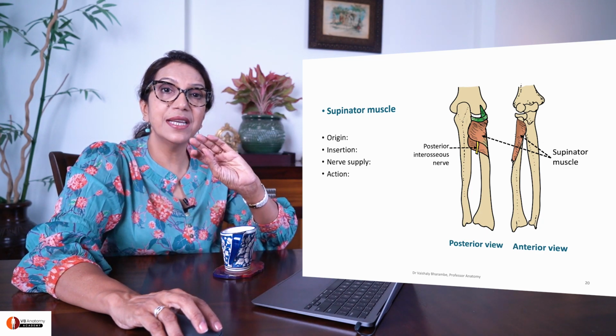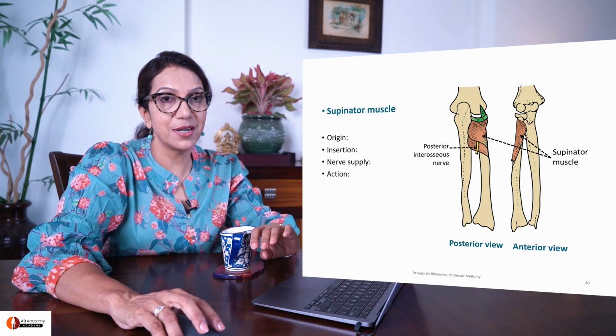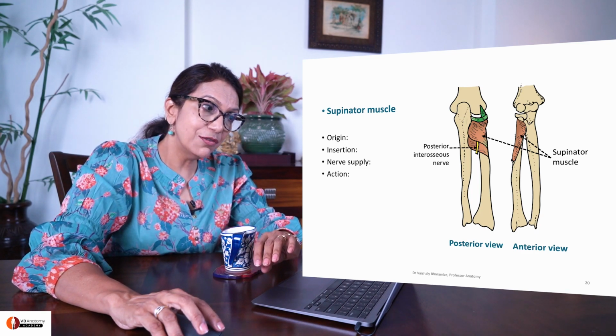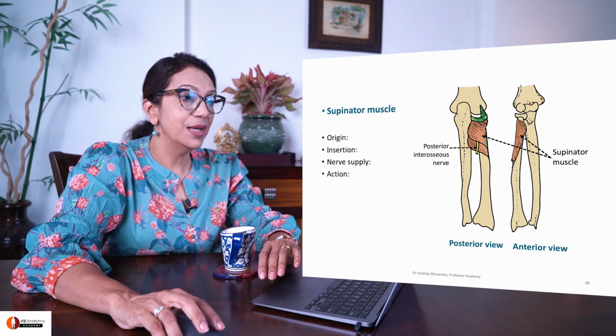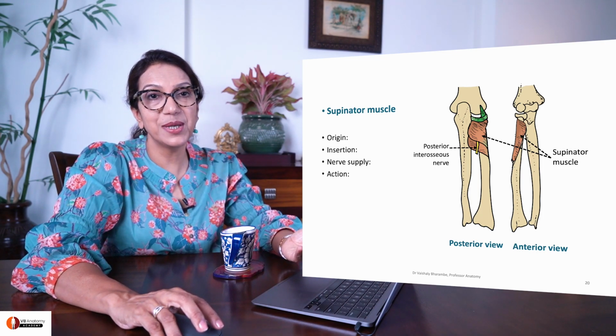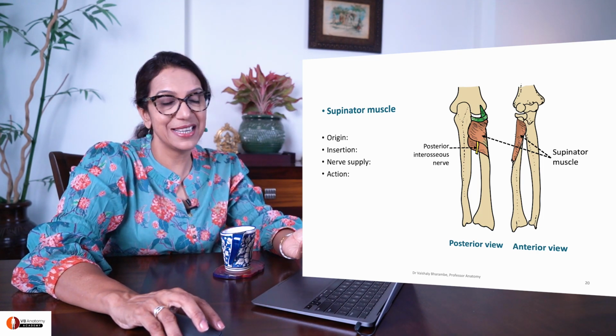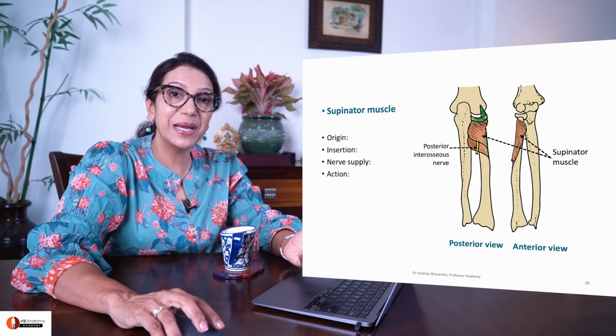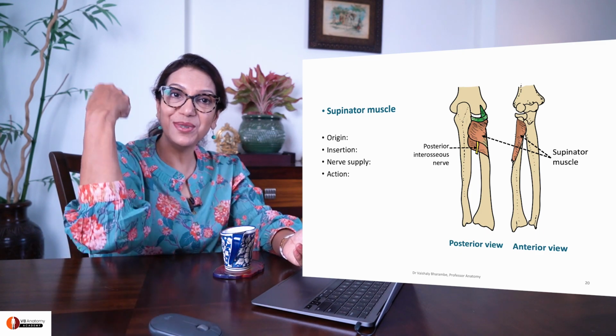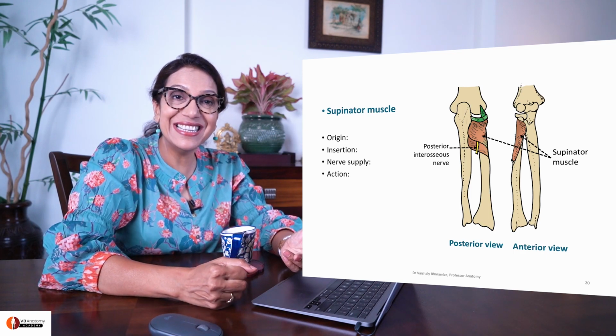The muscle is divided into superficial and deep parts. Receives its nerve supply from the radial nerve and its action is obviously as per its name. Supination. Which is the other strong supinator? The beautiful biceps muscle, isn't it?